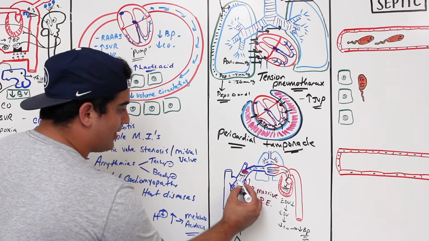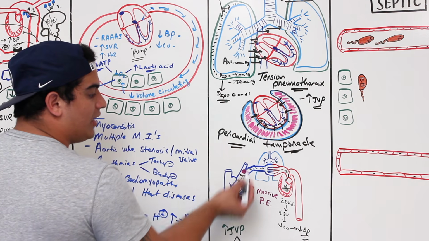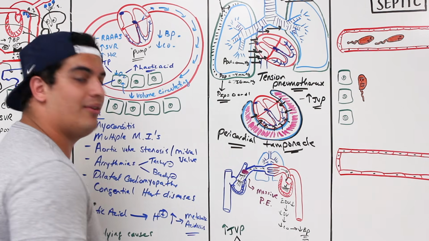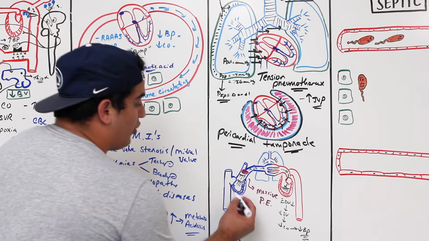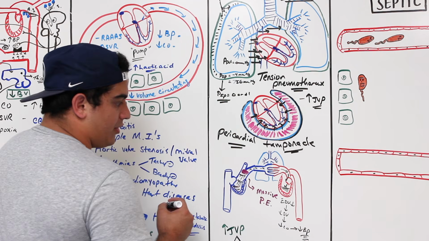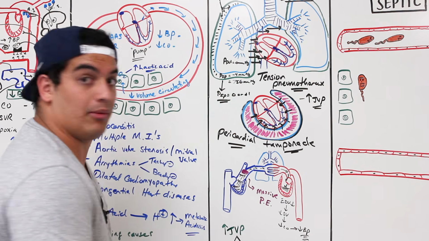Also, think about this. You've got a big old embolism. Is there going to be a lot of blood coming out of the right ventricle either? No. It's the same thing. You're not going to get a lot of blood out of the ventricles. That's one problem. But then you've got another big problem.